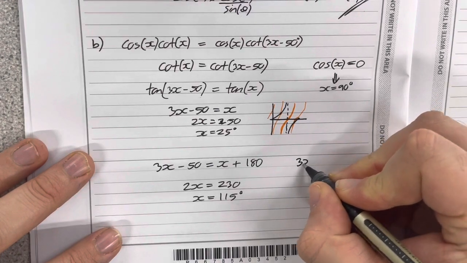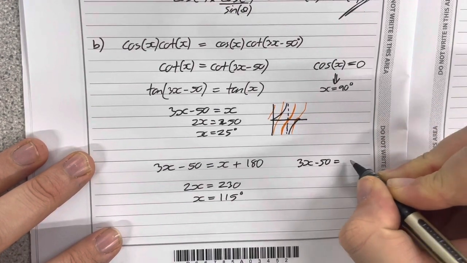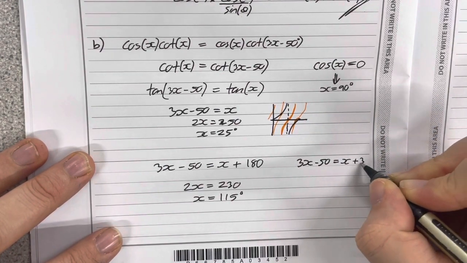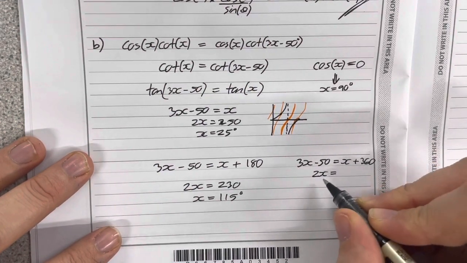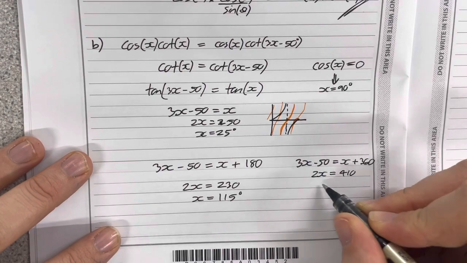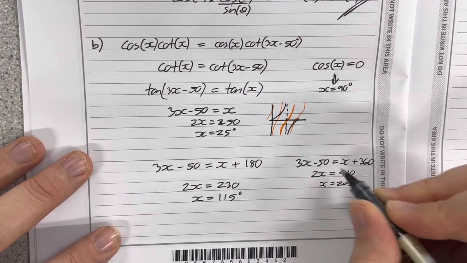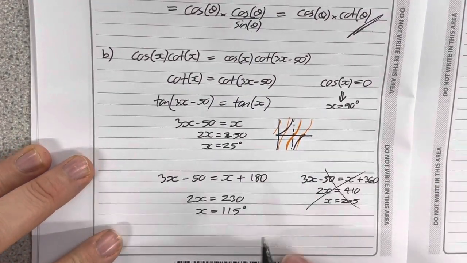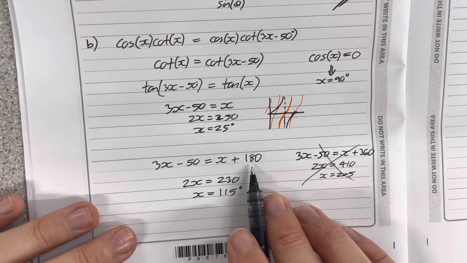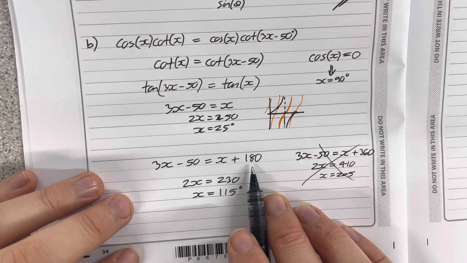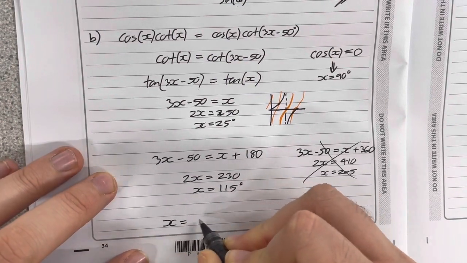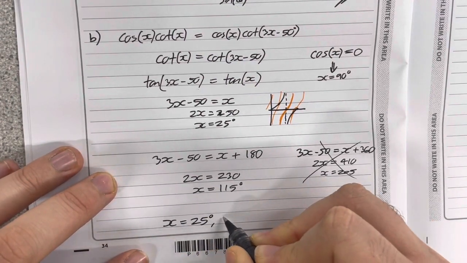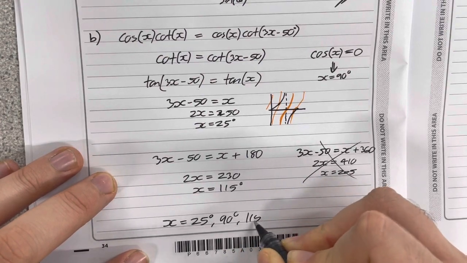We've also got 3x minus 50 equals x plus 360. I think this will be out of range, so we're going to get 2x equals 410, so x equals 205, so that's out of range, so I don't care about that one. And if I do minus 180, then that's definitely going to be out of range, because that will be negative. So I think those are the only solutions. So to conclude, I've got the solutions: x is 25 degrees, x is 90 degrees, and x is 115 degrees.